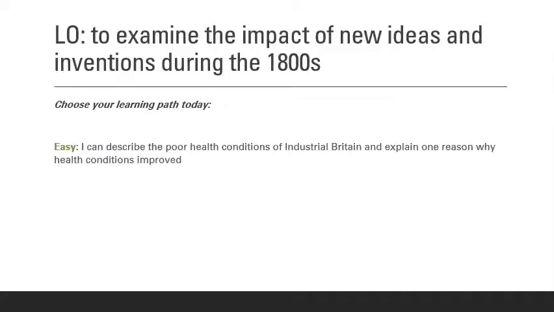So, you'll actually have a choice in today's lesson. The easy path, and I don't say that lightly, is for if you're aiming for ME and you just want to focus on the key learning for today's lesson, especially with the shortened timetable. You should be able to describe the poor health conditions and explain at least one reason why health conditions improved during this period. When you do the assignment today via the quizzes, make sure you select the easy option.